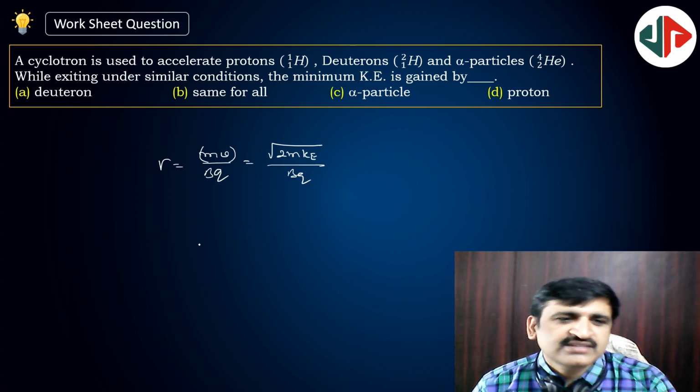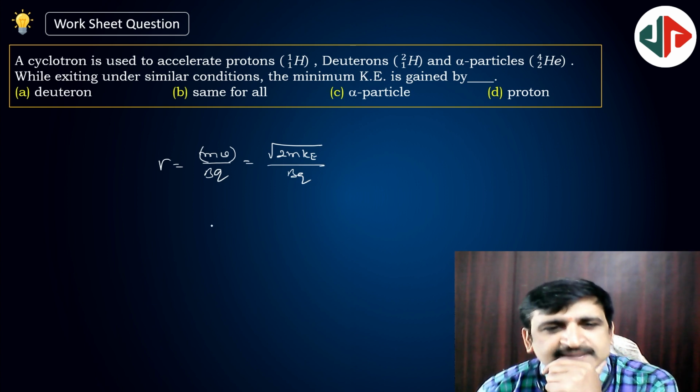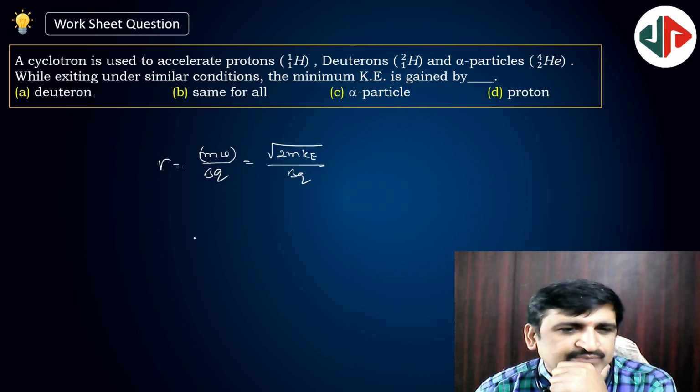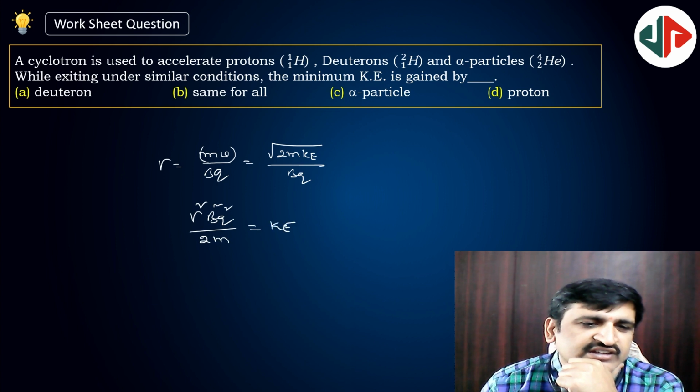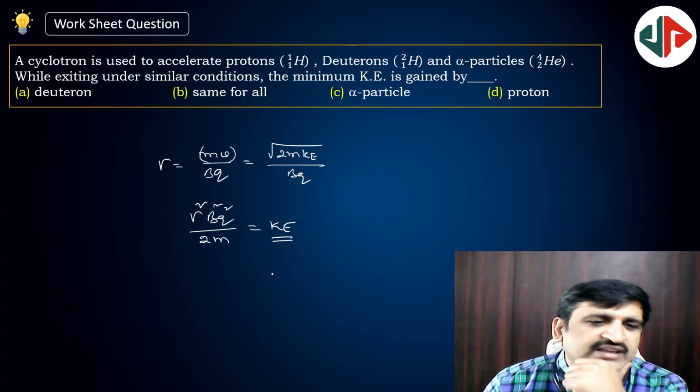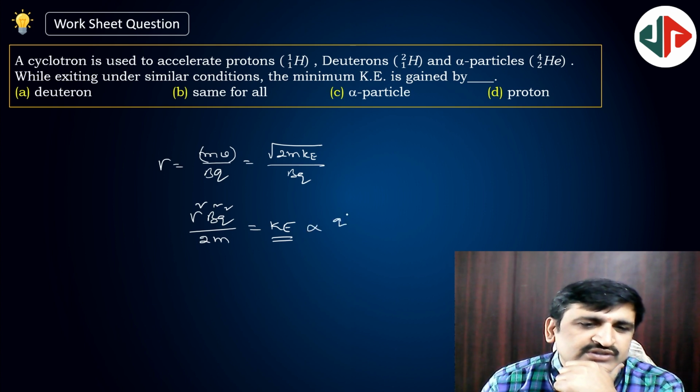So under similar conditions means maybe radius same, magnetic field same. So kinetic energy I can write like this: RBq, I'll put squares for them so that I can write 2m here, so that I can write KE here. So KE can vary only here: q square by m. KE is proportional to q square by m.